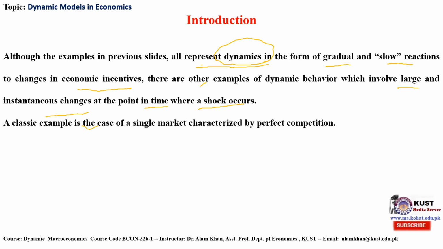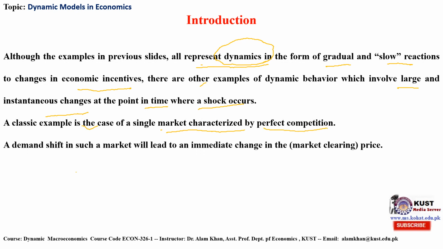A classical example is the case of a single market characterized by perfect competition. Perfect competition is one of the market structures. A demand shift in such a market will lead to an immediate change in the price. There are certain characteristics of the perfectly competitive market: you have a large number of buyers and sellers, perfect knowledge, etc.